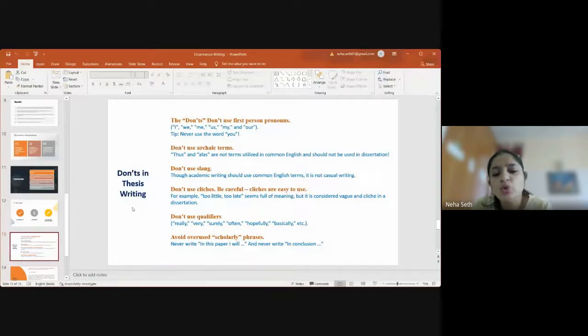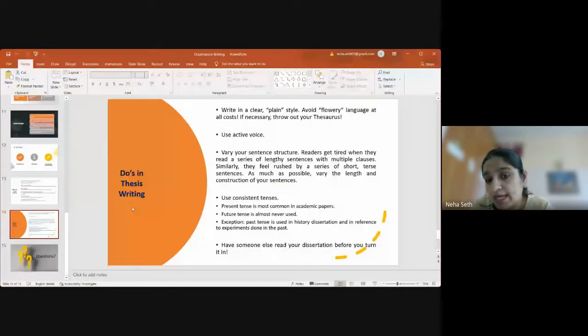Then when it comes to do's in thesis writing, what we need to take care of. Okay, we should write in a clear, plain style. We should avoid flowery language at every possible cost. Okay, if necessary, throw away your thesaurus, your dictionaries, those Grammarly tools for now. Write what is coming from inside, what you know. Okay, whenever required, you can get it edited or proofread later just to avoid any kind of mistakes that might be there. But write in clear, plain language.